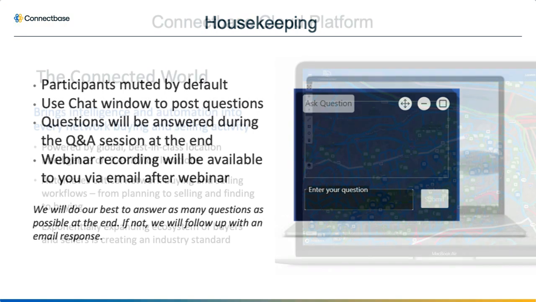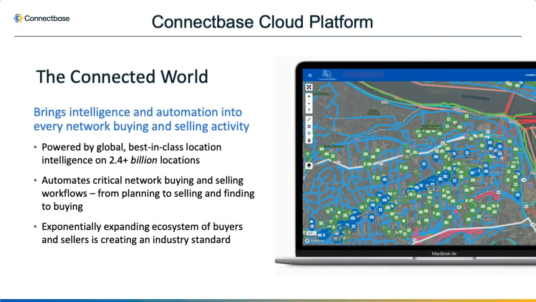And so to start, let me first provide a high-level overview of the Connected World platform. At Connectbase, we're working hard to simplify and automate how you buy and sell connectivity. It brings intelligence and automation into every network buying and selling activity. And a key base of the platform is best-in-class location intelligence. We call it location truth, for over 2.4 billion locations that are updated continuously.